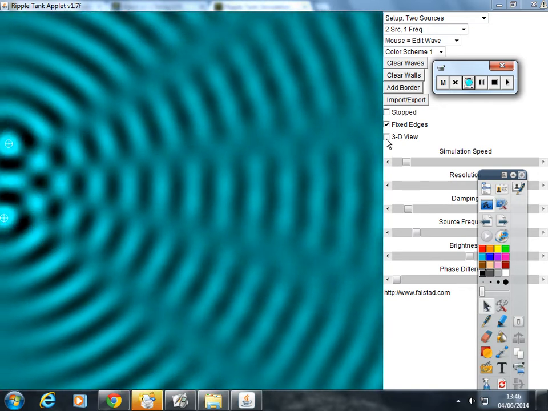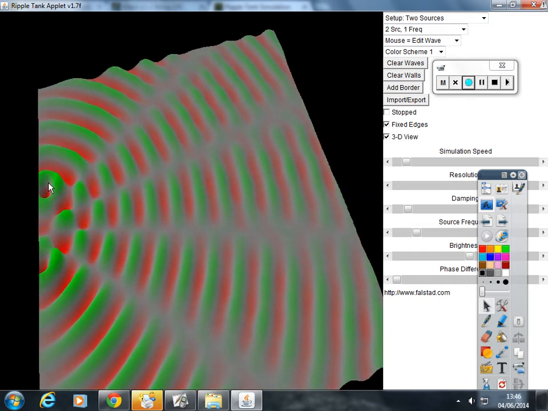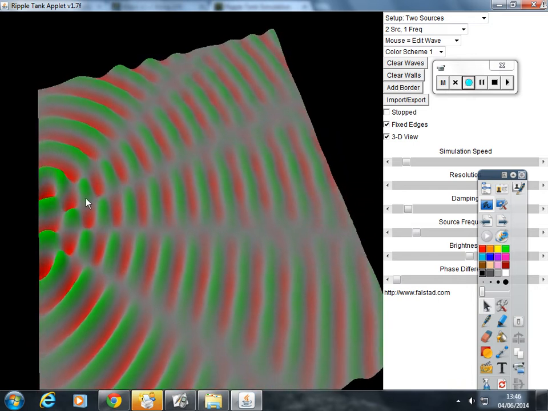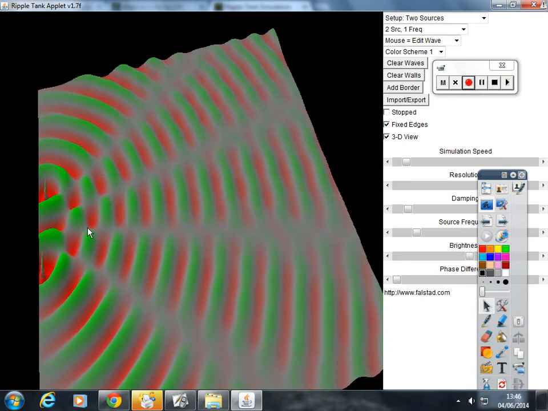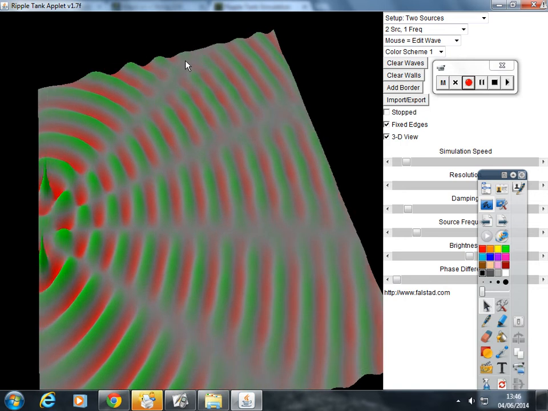I'll just briefly go on the 3D view and it'll give you a bit more of an idea of what you're seeing. So we've got our two sources here, and you can see there are areas of strong wave activity, and then there are areas where really the wave seems to have completely disappeared. And what I'm just going to talk through is how does this pattern form and the language you'd need to use to describe it.